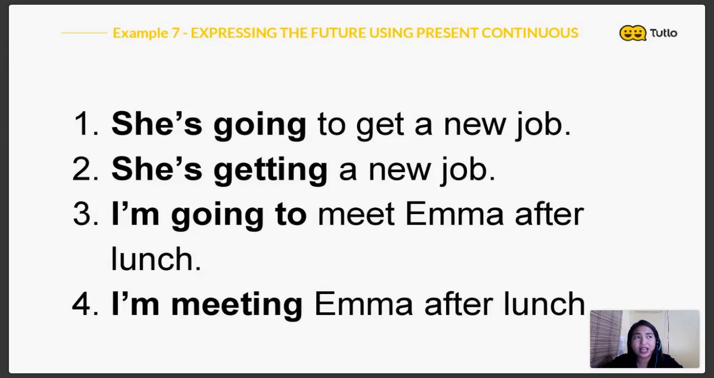So perhaps she hasn't written her CV, she hasn't talked to the interviewer, she just wants to do it. She plans to do it in the future, but there's still nothing arranged. But in number two, she's getting a new job. It is already decided. She has fixed her CV. She already has a schedule for the interview. Oh, okay. And it has already been arranged.